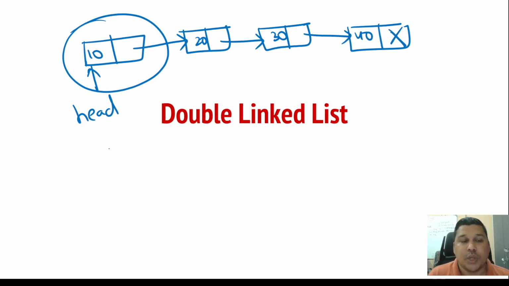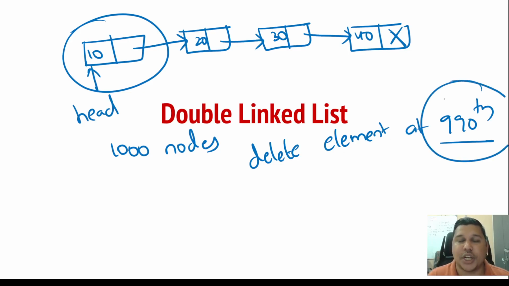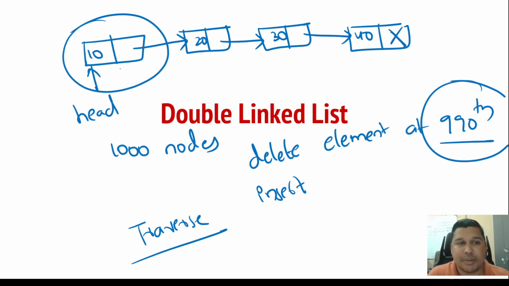So, assume you are having 1000 nodes in a list. Now, we are doing one operation, deleting an element. You want to delete an element at the 990th location. In that huge list of 1000 nodes, to delete an element at some particular position or to insert a new element at some particular position, we have to traverse the entire list. From the beginning, I have to move forward. I have to go 990 times.